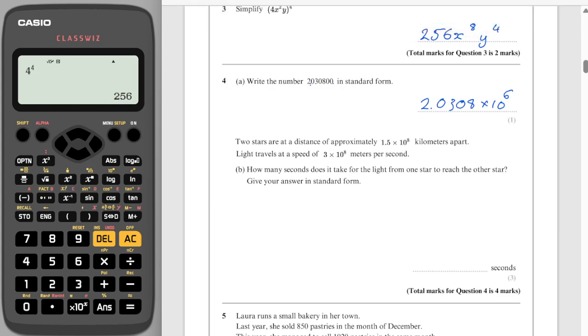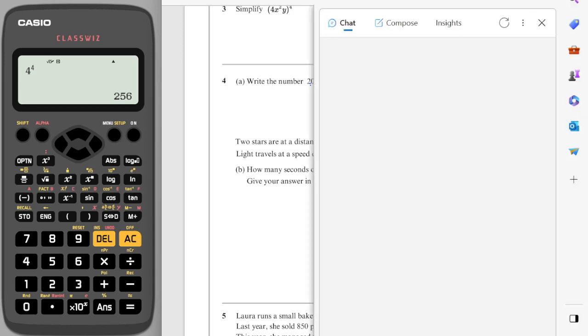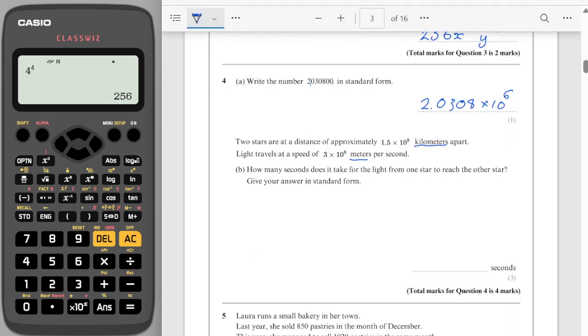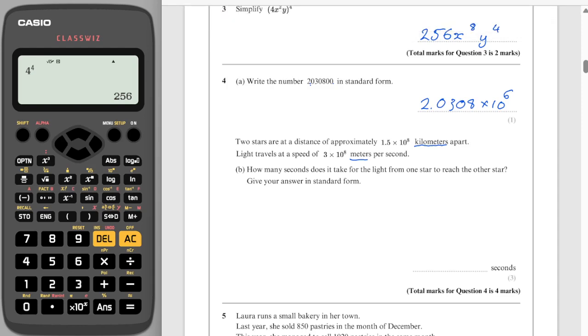The second part: 2 stars are at a distance of approximately 1.5 times 10 to the 8 kilometers apart. Light travels at a speed of 3 times 10 to the power 8 meters per second. So we've got a difference of units there. How many seconds does it take for the light from one star to reach the other star? Give your answer in standard form.